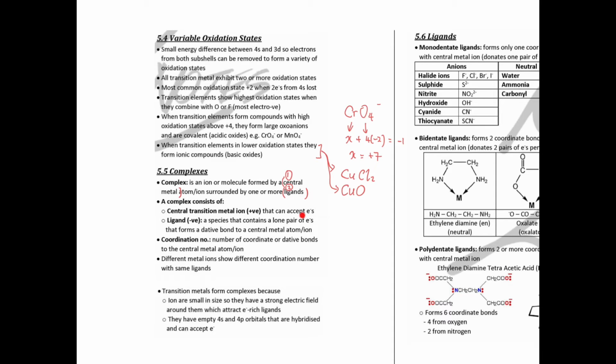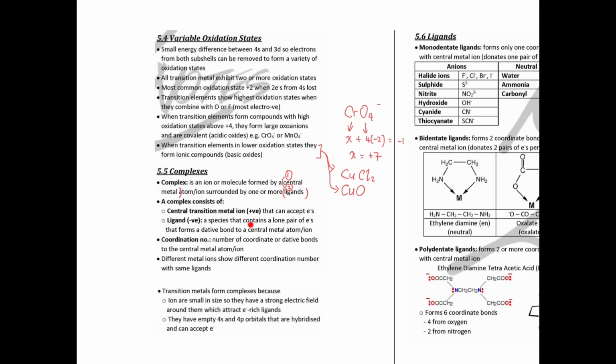Then they can accept electron. They can accept lone pair, actually. Who donates the lone pair? Ligand. Ligand donates lone pair. So ligand, they say here, is negative. But it is not necessary or compulsory to be negative. It can be neutral. The main thing is the ligand must have a lone pair of electrons. Lone pair is the main thing.